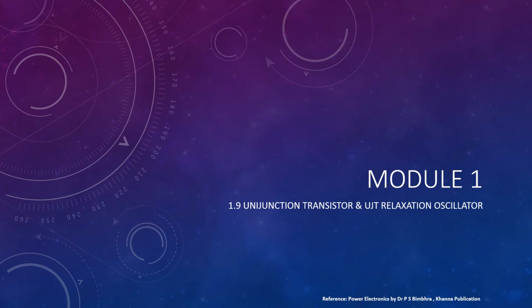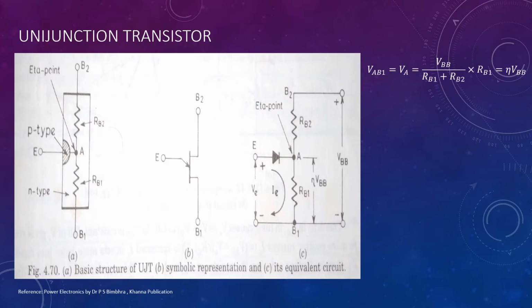Hello class. In this lecture, we will learn resistance and resistance capacitance firing circuits. A unijunction transistor consists of an N-type base to which a P-type emitter is embedded. The N-type base is lightly doped. The P-type emitter is highly doped.